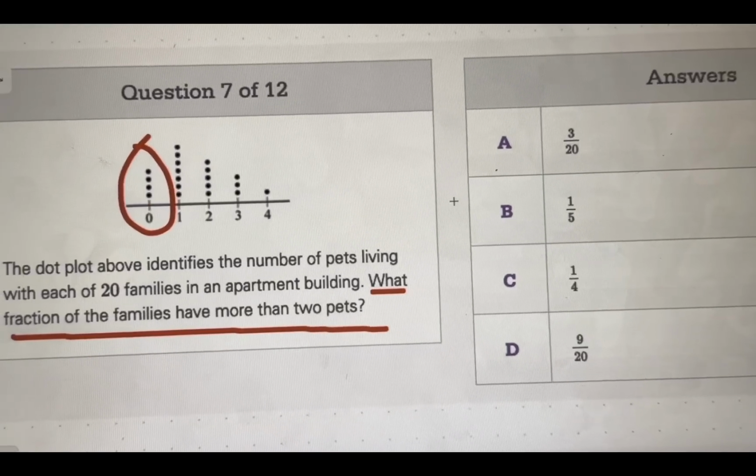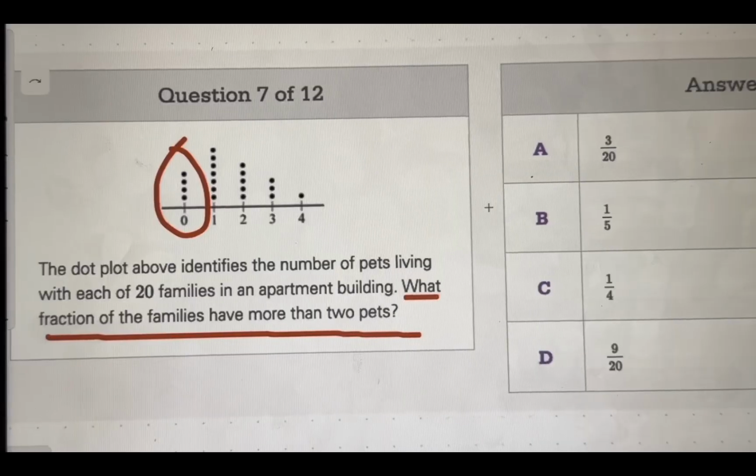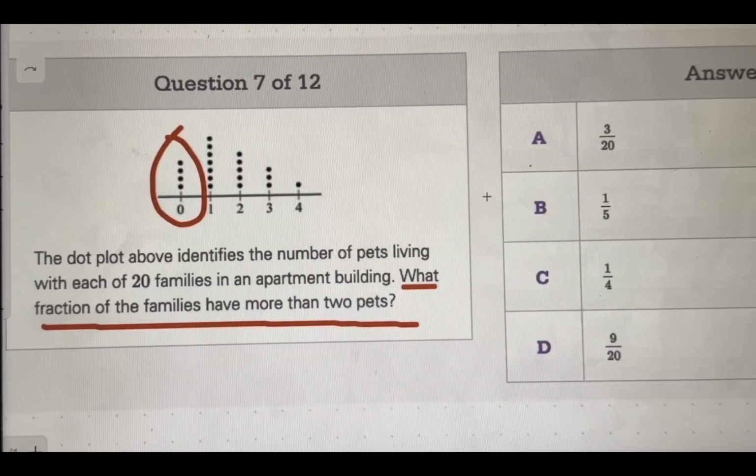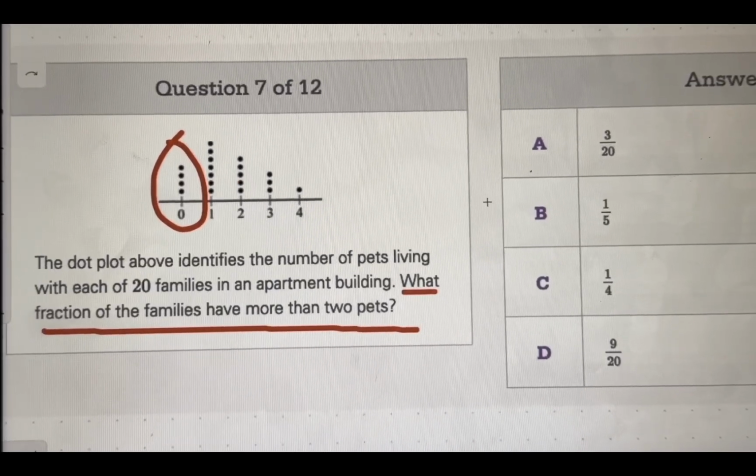For families, right? That have no pets. They have 0 pets. Does that make sense? Yes, sir.